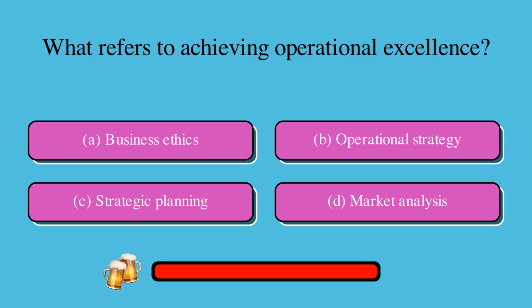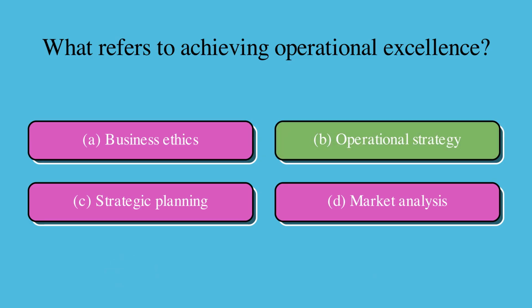What refers to achieving operational excellence? Is it A, business ethics, B, operational strategy, C, strategic planning, or D, market analysis? The correct answer is B, operational strategy.